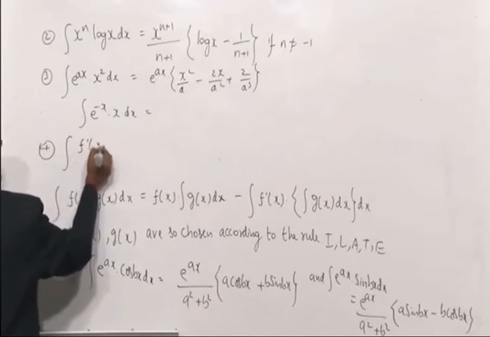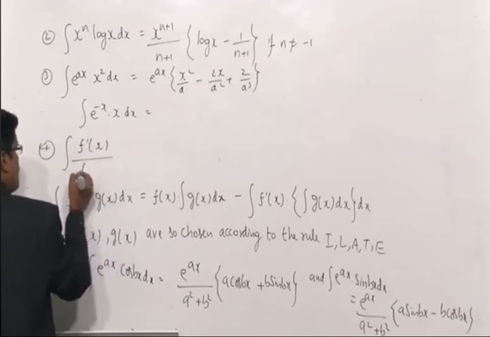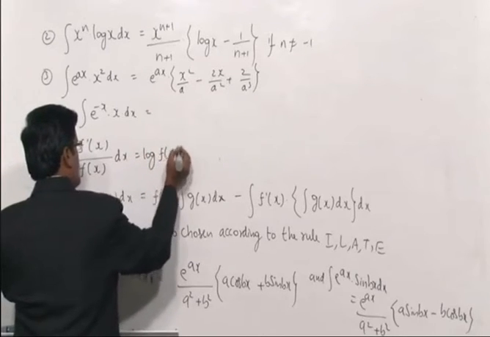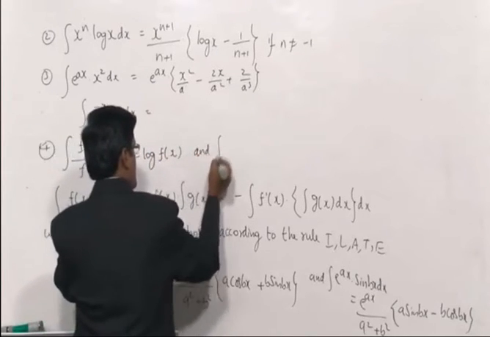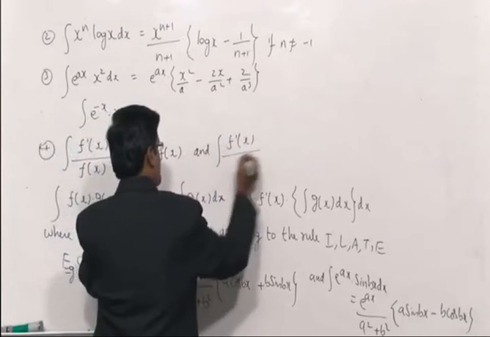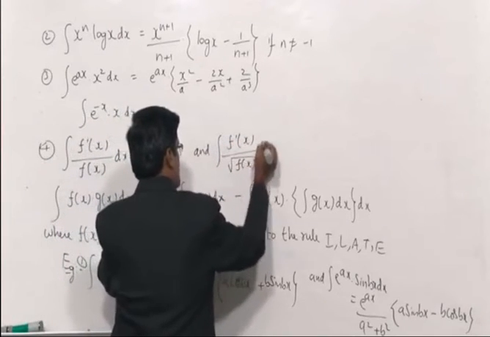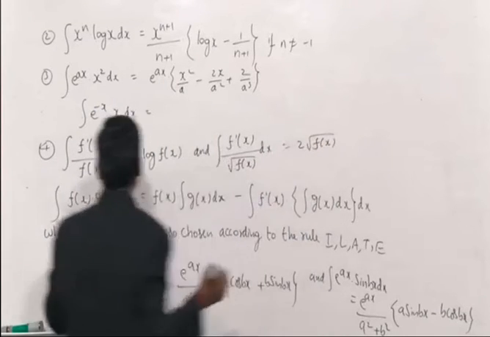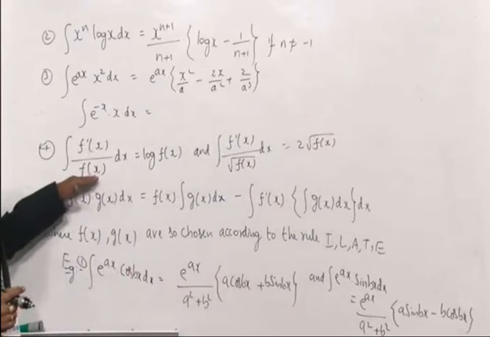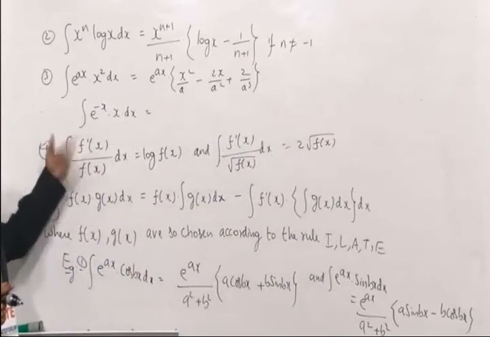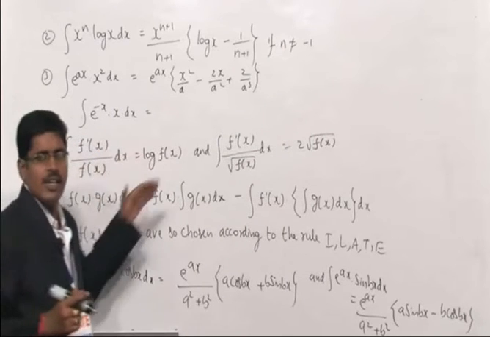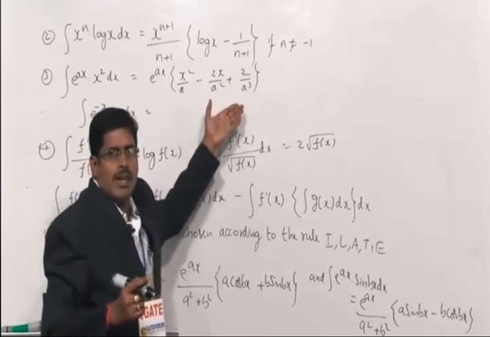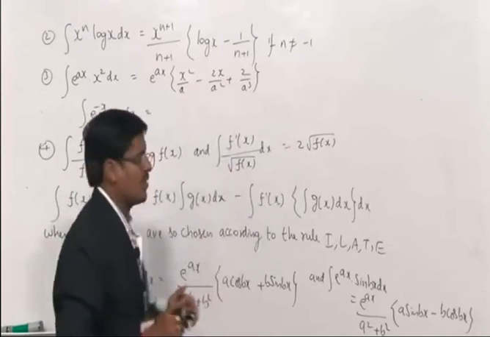Integral f dash x, while solving simple problems containing these formulas directly, is equal to log f(x), that is log mod f(x), and integral f dash x by square root of f(x) is equal to 2 times square root of f(x). So whenever the denominator is f(x) whose derivative is in the numerator, that is f dash x by f(x), then the answer is log of the denominator. Whenever under the root there is a term f(x) whose derivative is in the numerator, the answer is twice the root of f(x), 2 root f(x).